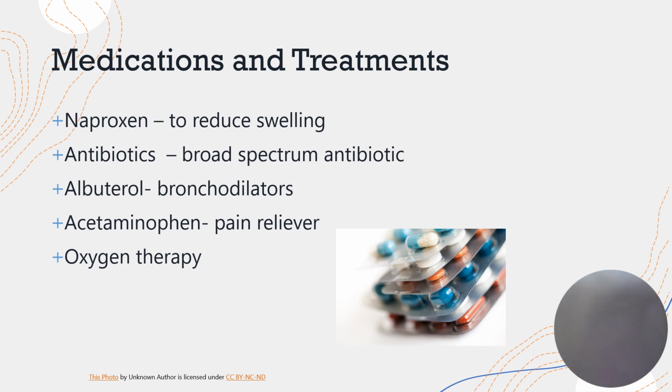His medications and treatments that have been ordered: we have naproxen, which reduces swelling, and a broad spectrum antibiotic for his pneumonia. Also albuterol, a bronchodilator. It dilates the bronchioles to expand his lungs so he can breathe better and we can get his oxygen up. Acetaminophen is for pain relief, and since his temperature is a little better at 99.0, also oxygen therapy still.